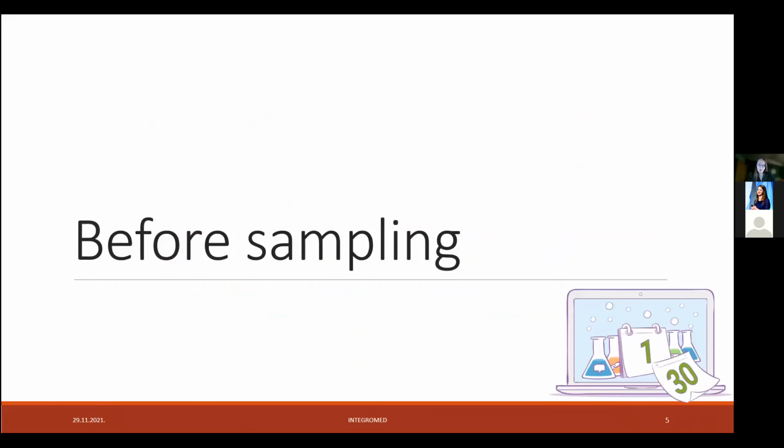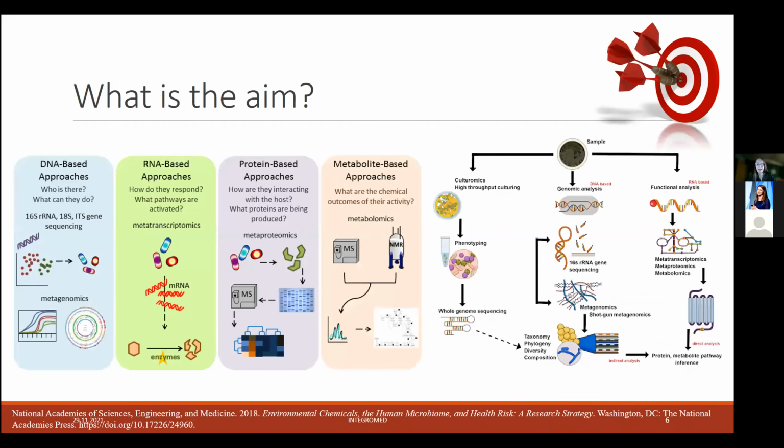So we will start with some questions before sampling. Firstly, we would need to see what is the aim of the study. And there are various approaches that can be used. We need to see the target. We wouldn't want to realize that something is missing when the samples are collected and the intervention ended, and therefore we need to ask these questions, and I think this slide could help us.